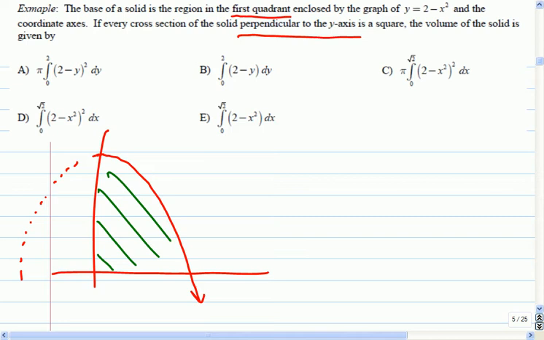if the cross-section is perpendicular to the y-axis, so here's my cross-section, it tells me that the cross-section has to go like this. So that's, well, it's more like a rectangle than a square. Let me try that again. Okay, this one will be easier to draw a square. So about like that for my cross-section.